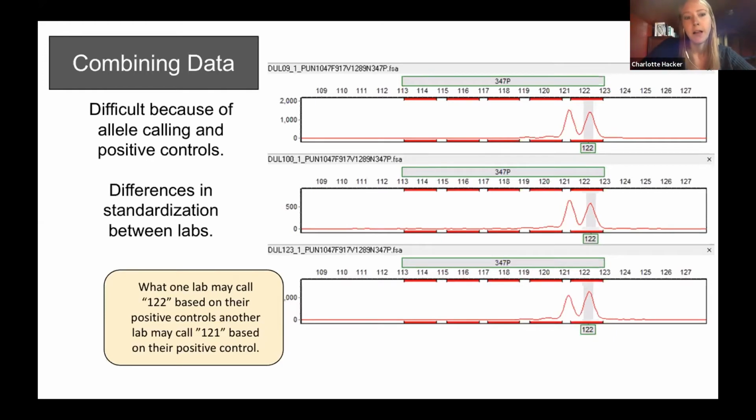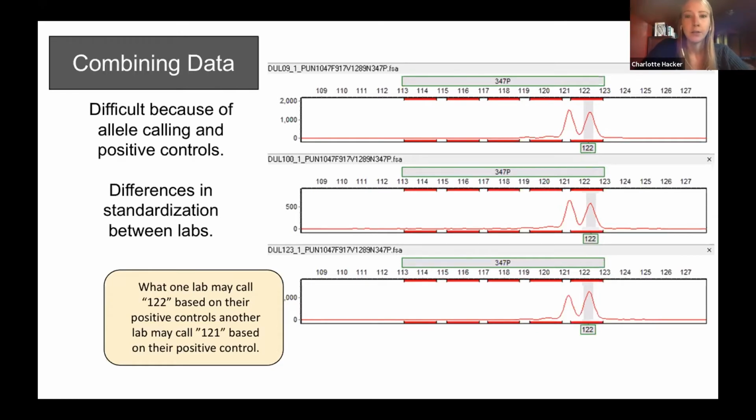In this particular case, I have 3 different snow leopards here, all at the same locus, 347. I have a single peak here. I would call this a homozygote, and I'm classifying it as 122, right? That's the length. And I'm comparing that back to my positive control at the same locus.